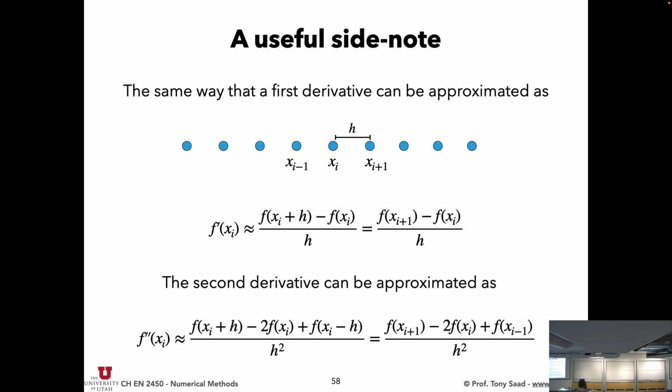This is the formula. Just like the rise over run, the formula for the second derivative is almost like a weighted average between points around point xi. So it says f of xi plus 1, the value at the point next to xi, minus 2 times the value at xi, plus the value at the previous point, f of xi minus 1, all over h squared, okay?